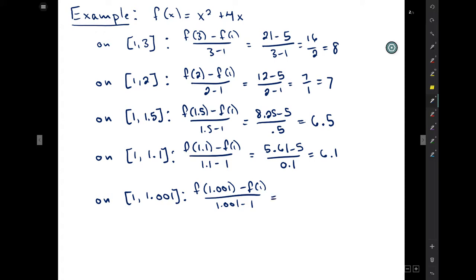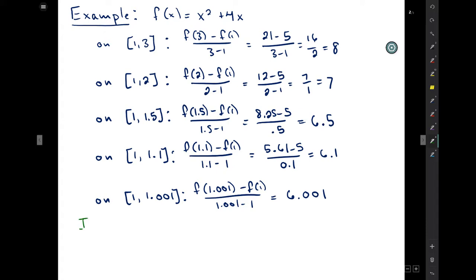And this ends up being, I just plug this into my calculator. I haven't even bothered to write out all of the other numbers. This is 6.001. So what we see is that as the interval gets smaller and smaller and smaller, my numbers seem to converge on 6.